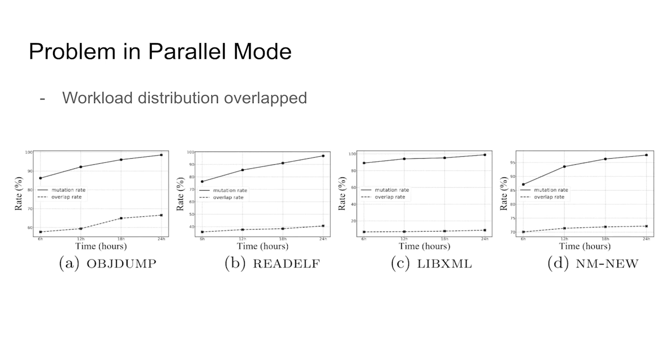In our motivation study, we run AFL on 4 popular benchmark programs with 2 parallel instances for 24 hours. We trace the mutation process to understand which seeds are mutated by which instance. As shown here, the different instances indeed mutate overlapping seeds, while many other seeds are never mutated.